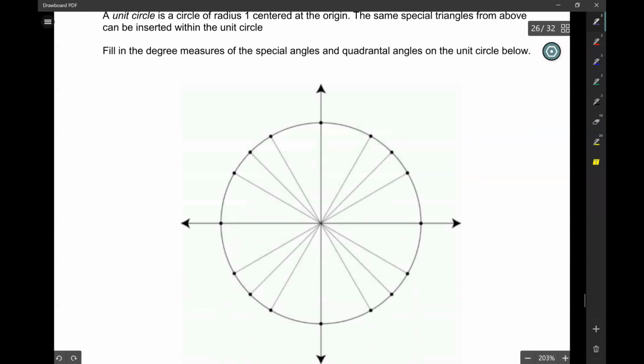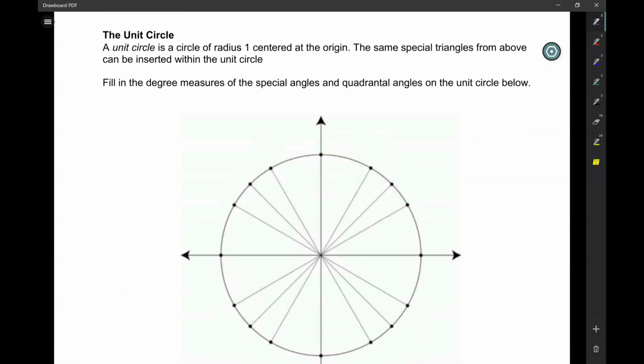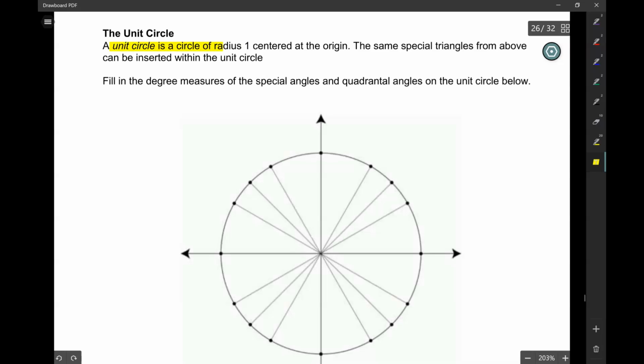Now let's talk about the unit circle. The unit circle is a circle of radius 1 centered at the origin.